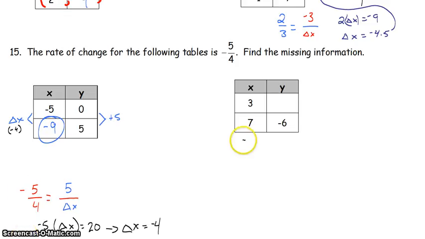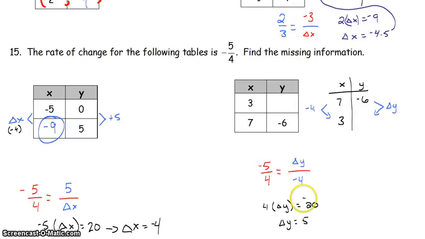The second one, remember, it's probably going to be helpful if you rewrite your table with the 7, -6 on top and the 3 with the blank on the bottom, or the 3 and the y. If you have not done that, go ahead and press pause and redo this problem. So this gives me a change in y of a +5. So if I start at -6 and I go +5, I wind up at -1, and that's how we would fill our table in here.